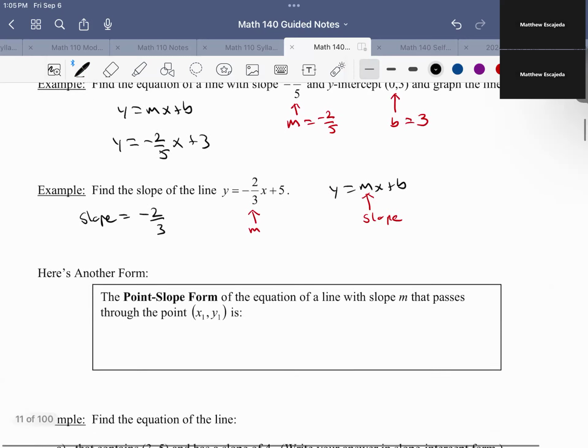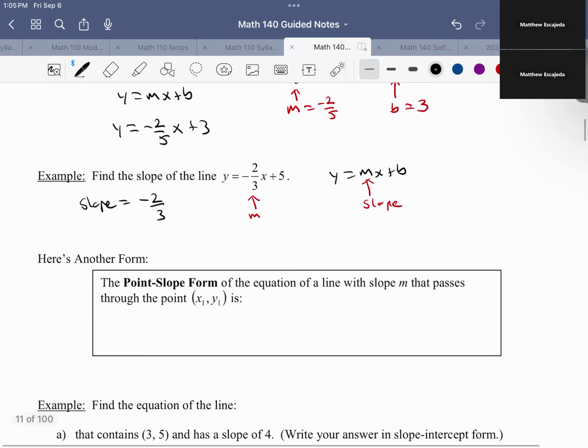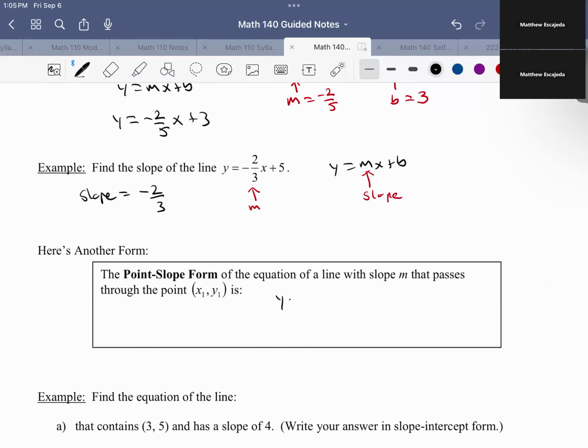Okay, let's keep going. Here's another form of being able to find a linear equation. It's called the point slope form. We've probably seen this somewhere too, but it's an equation of a line with slope m that passes through a particular point. The formula for this is y minus y1 equals m times x minus x1.